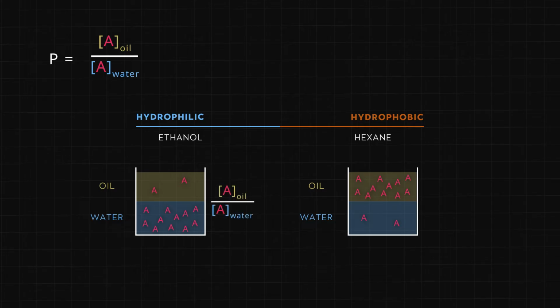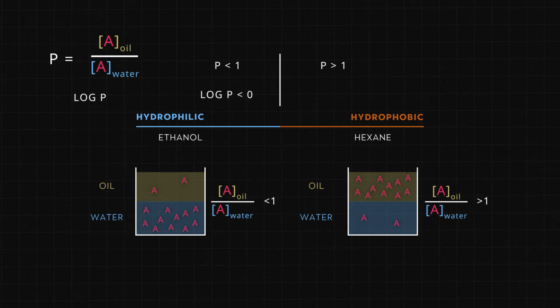If the ratio P is less than 1, the concentration is larger in water than in oil, and that means the molecule prefers water. It is hydrophilic. If the ratio is greater than 1, the molecule prefers oil, and it is hydrophobic. Because the ratio spans a large range, we use a mathematical trick, and we take its logarithm. If the logarithm of P is less than 0, it is hydrophilic. And if the logarithm of P is greater than 0, it is hydrophobic.